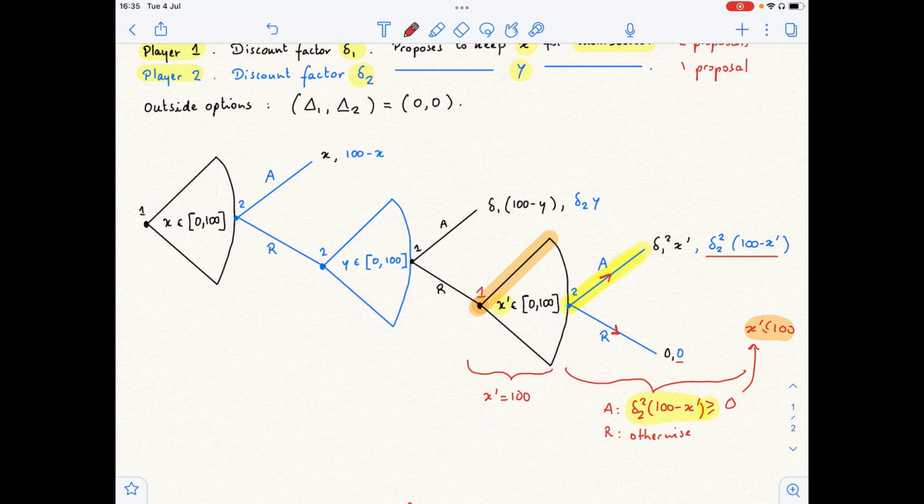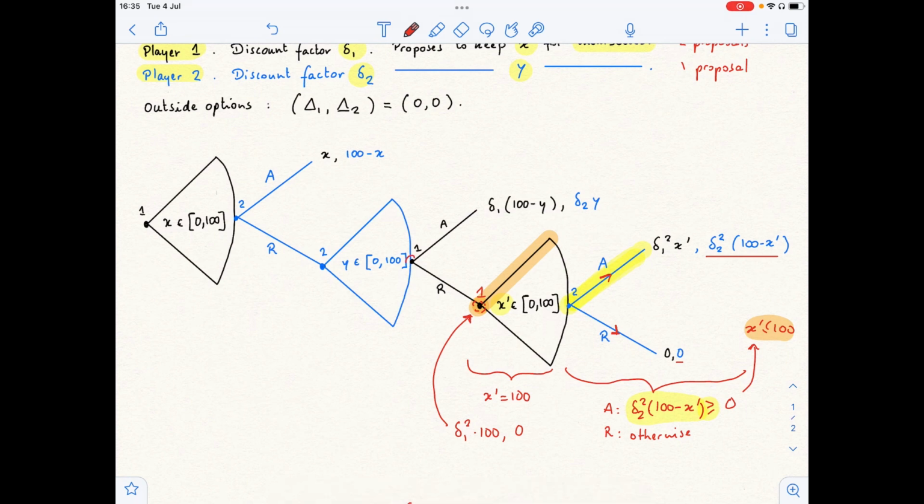And here, if this game comes through, what would be the payoffs that we would report here if player 1 were to propose 100 and player 2 were to accept? They would be delta 1 squared times 100 and 0. That's the payoff if we reach this decision node here. All right, let's move up the game tree again.